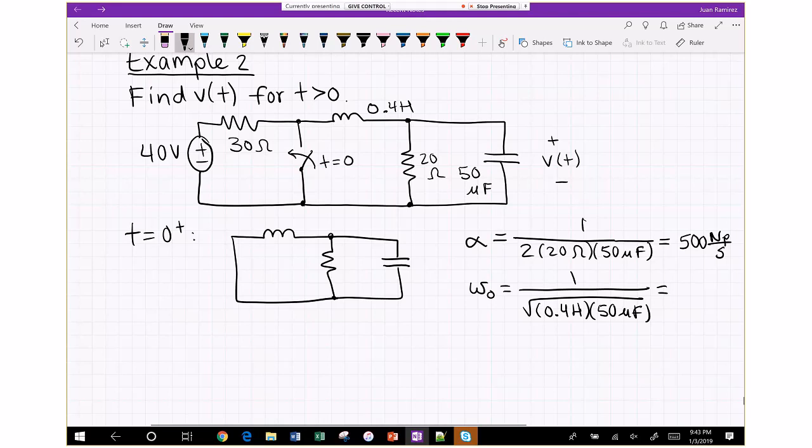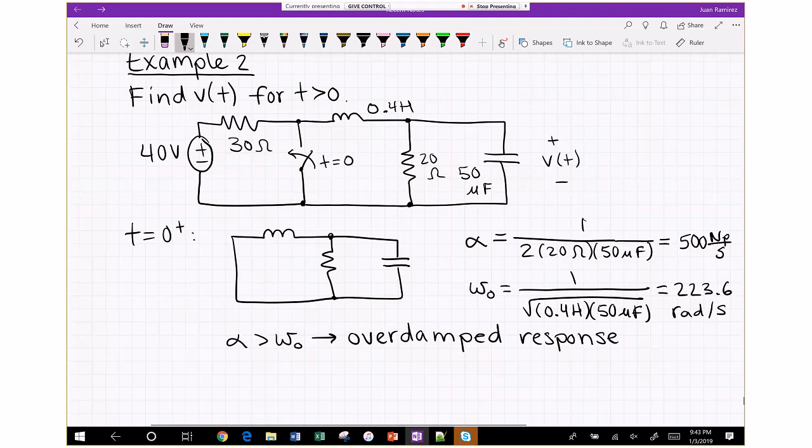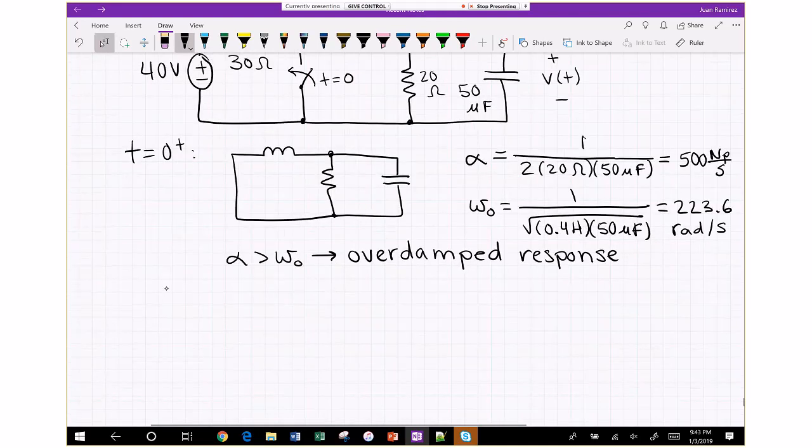And the natural frequency is 223.6 radians per second. So in this case, the damping factor is greater than the natural frequency, and therefore the response is overdamped. So for the overdamped, we actually do need those roots. So let's find those roots.